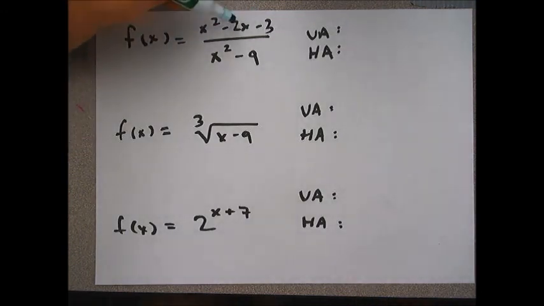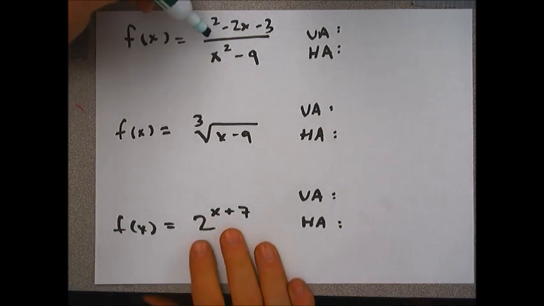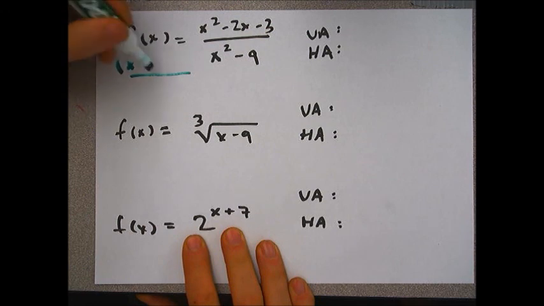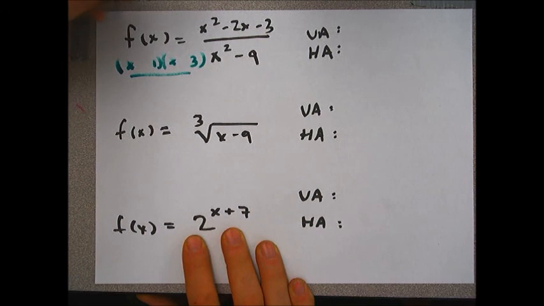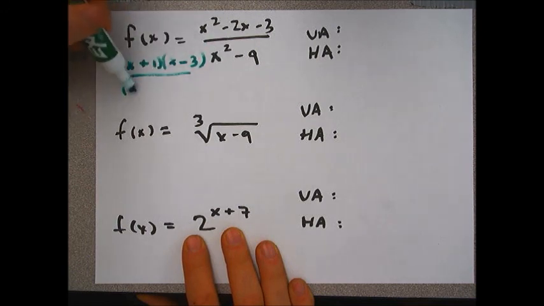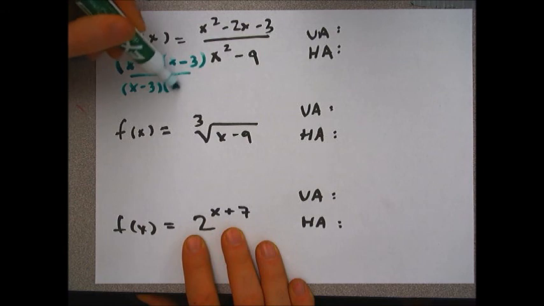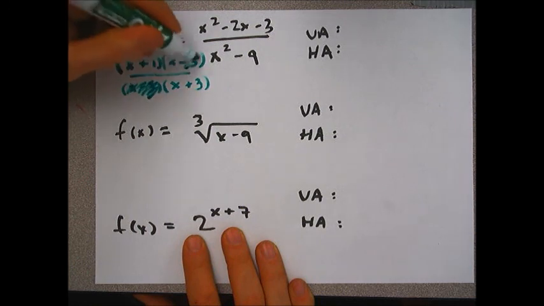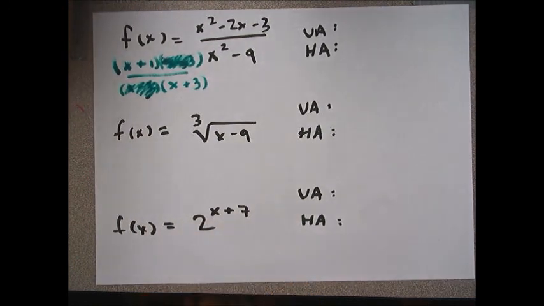Okay, this problem asks for all the vertical and horizontal asymptotes. So this one up here, the first one, you want to factor the top and the bottom, right? So the top would be x and 3 and 1, and I want a -2 in the middle, so I'm going to make this a -3 and a +1. The bottom's the difference of squares, so this is x minus 3, x plus 3. The x minus 3's cancel, right?